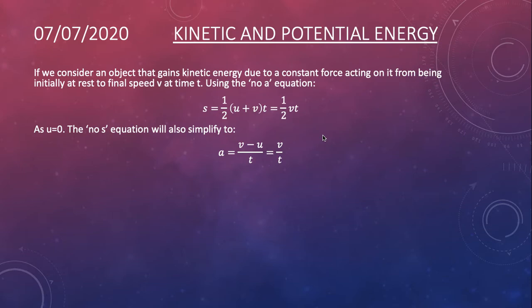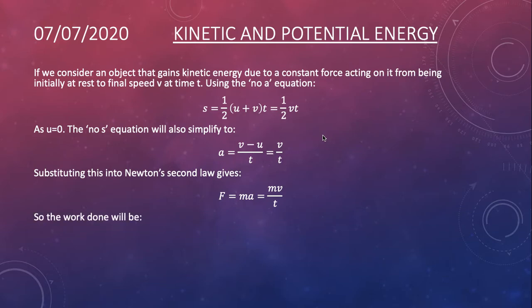Now we're going to substitute that into Newton's second law, F equals ma. a is v divided by t, so we get mv divided by t. So the work done is going to be force times distance. The force, mv divided by t, the distance from the top, a half vt. That's going to simplify because we've got t on the top and t on the bottom. They cancel, leaving us with a half mv squared.